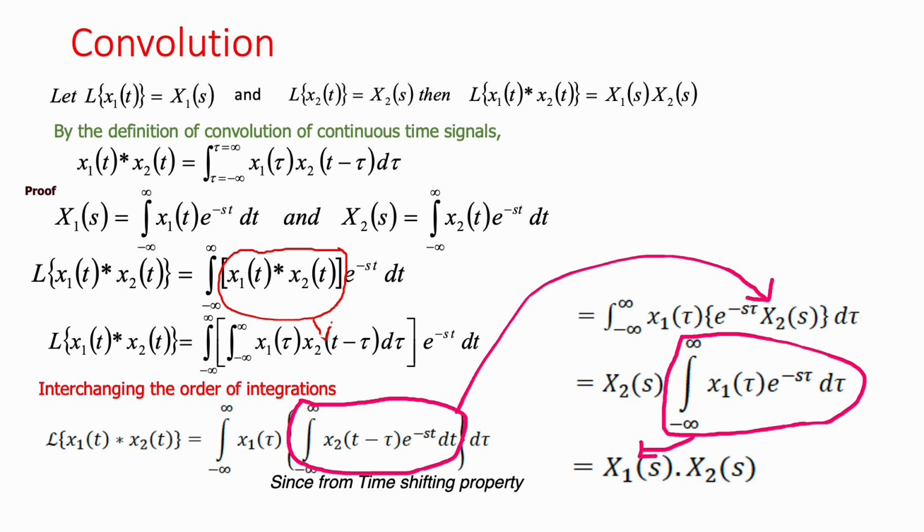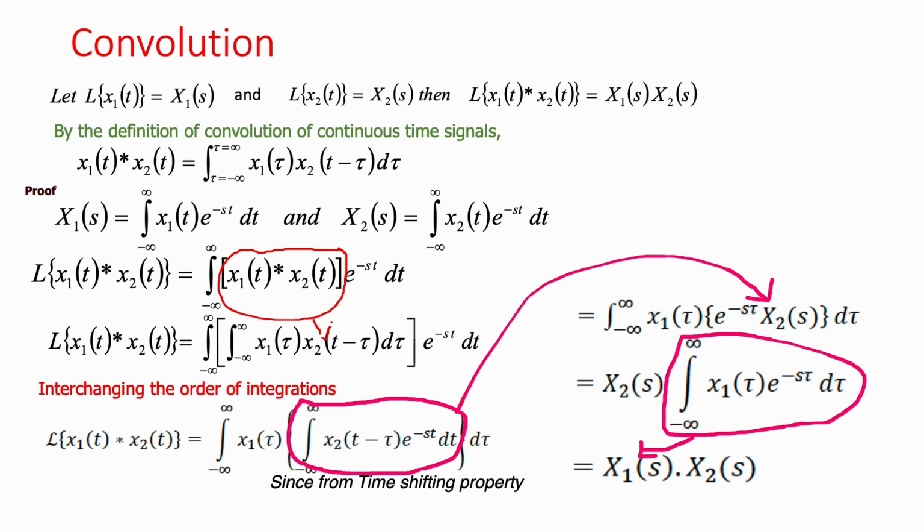So what we are going to do? Integral minus infinity to plus infinity x1 of tau x2 of t minus tau into d tau. Interchange the order of the integration, because here you have two integrations. Interchange the order of integrations to simplify the above equation. Now one integration minus infinity to plus infinity x1 of tau, then another integration x2 of t minus tau e power minus st dt. You take this as one group, now d tau.